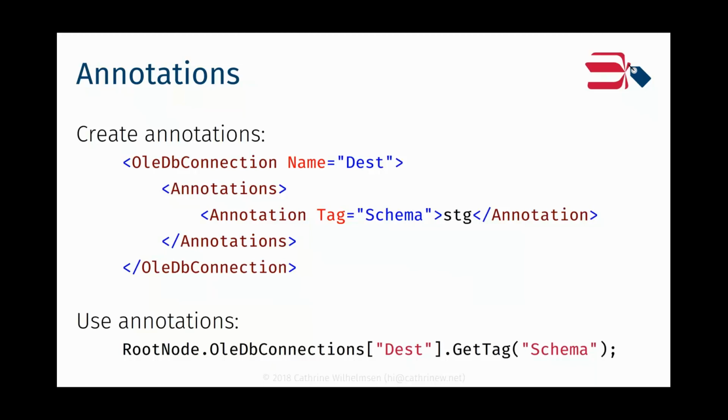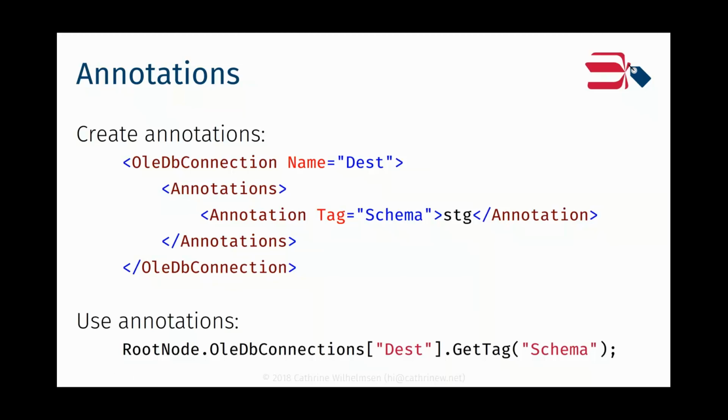we create an OLEDB connection, and then we add an annotation to it. So we're adding that destination schema, which is STG in this case. We're adding that as a tag. And then later in our BIML script, we can say root node. That goes into the root of our project so we can get any object that we have in there. Then we go in and we want to find an OLEDB connection. We find the one called dest, and then we get the tag called schema from that. And that final little line of code there is going to return the string value of STG.